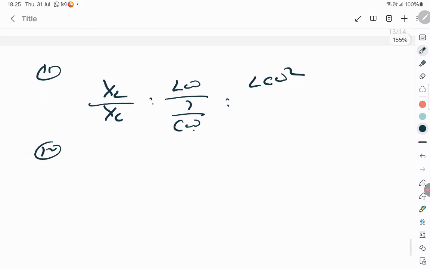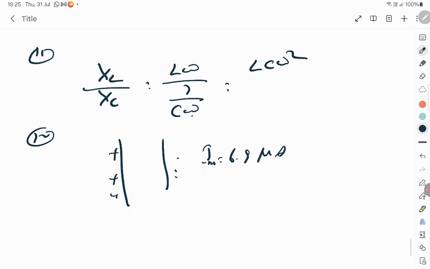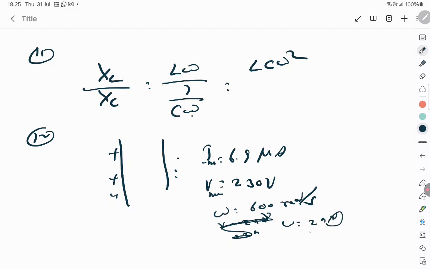So let's go to the 12th question. The RMS value of conduction current in a parallel plate capacitor is 6.9 microamps. This is the RMS value of the current, IRMS is 6.9 microamps. The capacitance of the capacitor, if it is connected to a 230 volt AC supply, which means VRMS is 230 volts, with an angular frequency of 600 radians per second. You can convert it to frequency if you want. Omega itself is 2 pi mu, so mu is equal to omega by 2 pi. If you want, you can do that, or you can keep it as omega.